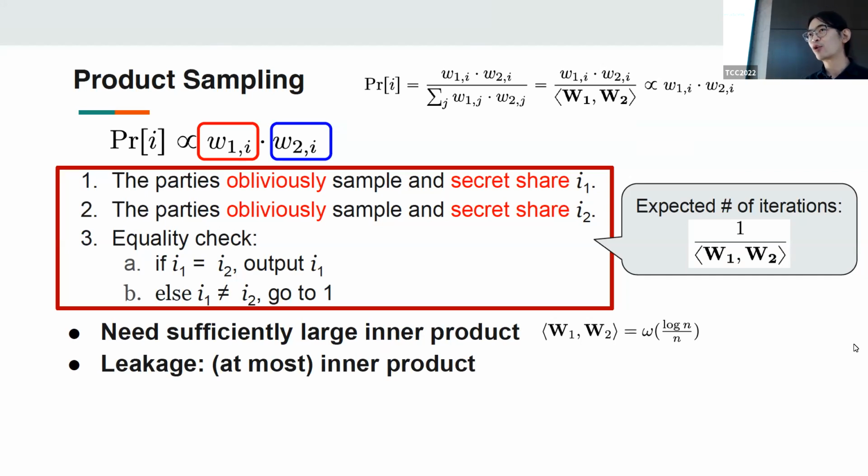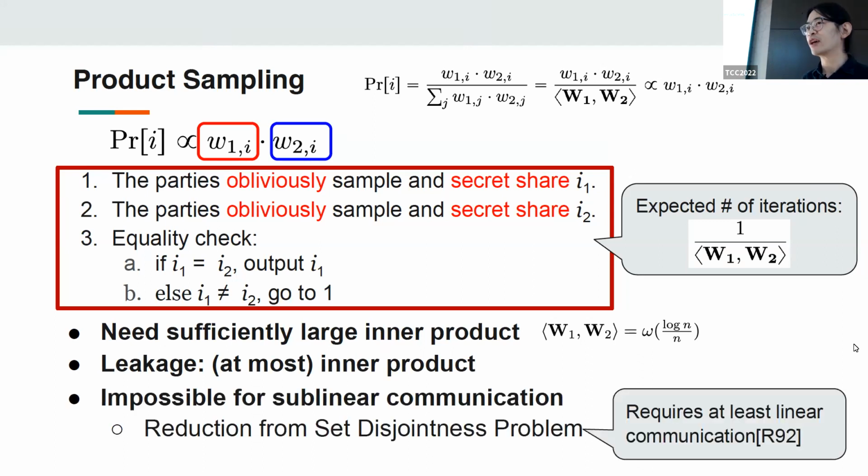So now there is another question in general. Can we get rid of this assumption? Can we do sublinear product sampling in general? Maybe some new trick. Well, apparently this time it's impossible. We find it's impossible to do that. We show a reduction from the set disjointness problem, which can be shown to require at least linear communication to solve it. So this is for product sampling.